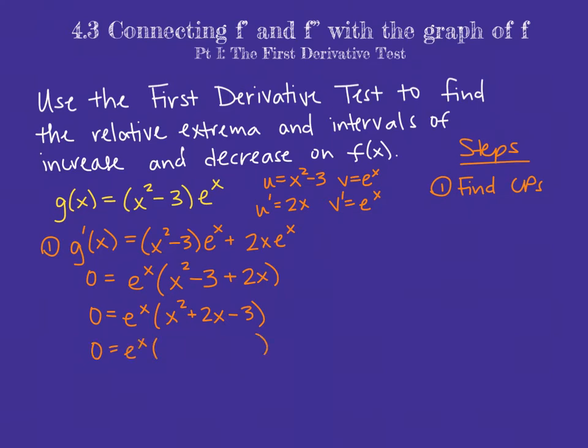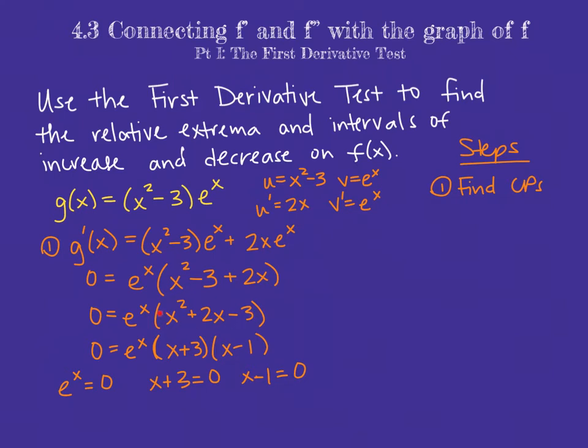So factoring it, two numbers that multiply to -3 that add to 2 are x plus 3 and x minus 1. So now we have 3 factors, and we can set each one of them to 0. So we'll set e to the x to 0, we'll set x plus 3 to 0, and we'll set x minus 1 to 0.